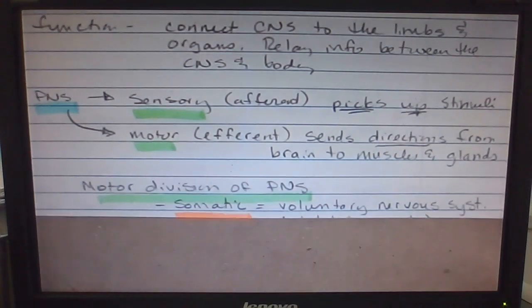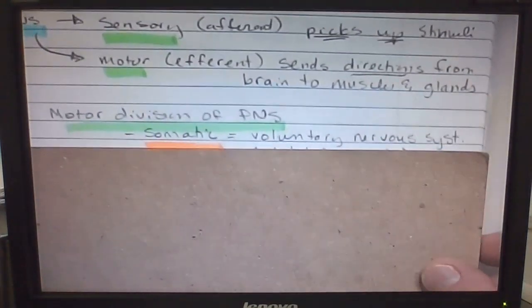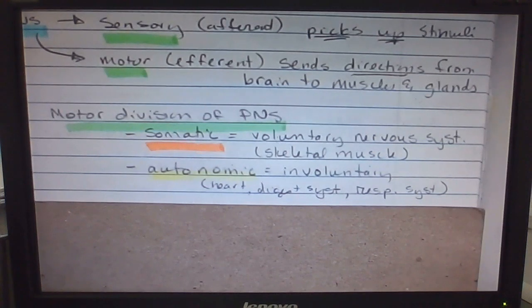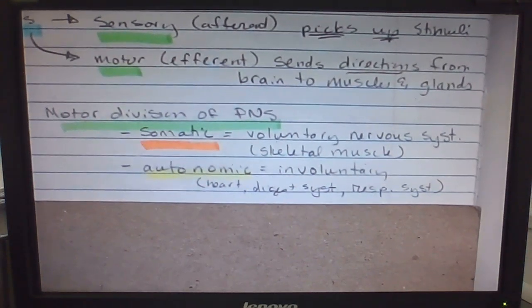The motor division of the peripheral nervous system can be further divided into somatic and autonomic. Somatic is the voluntary nervous system, skeletal muscle movements. Autonomic is going to be the involuntary portion, so that's going to be smooth and cardiac muscle, heart, digestive system, respiratory system.